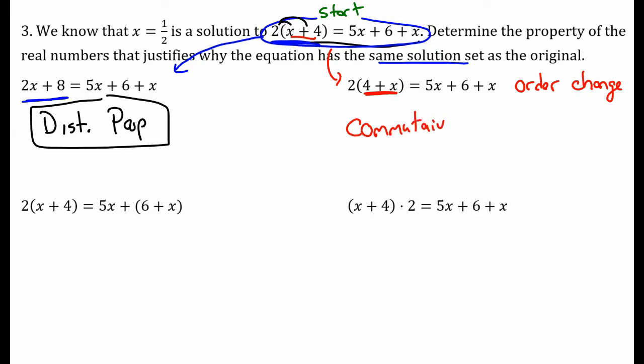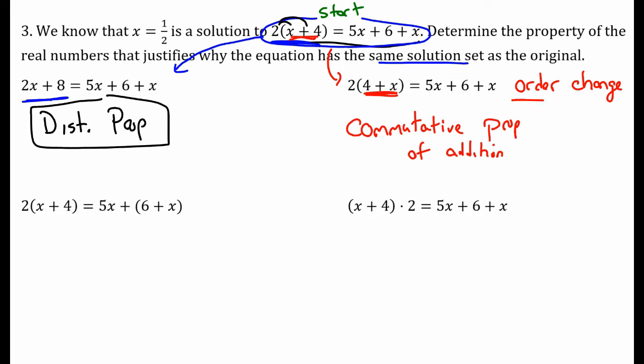And the commutative property says that I can change the order in which I add things. I can do x plus 4, or that's really the same as 4 plus x. This is the commutative property of addition, because I'm switching the order of addition. Addition is a commutative operation. I can do 4 plus x, or I could do x plus 4. And in doing so, I'm not changing the solution of the equation. It's still the same equation. It just looks a little bit different.